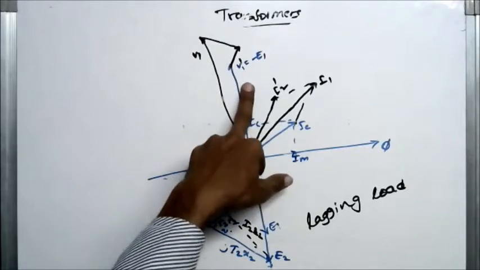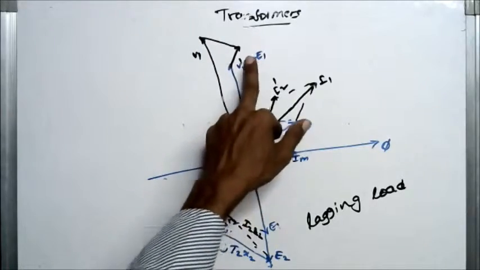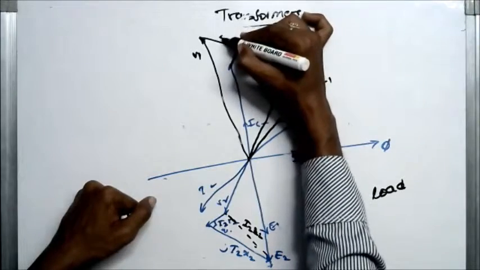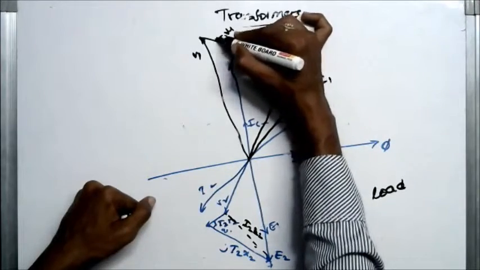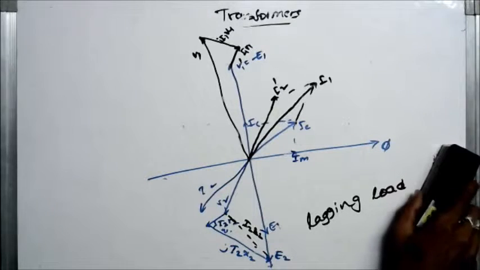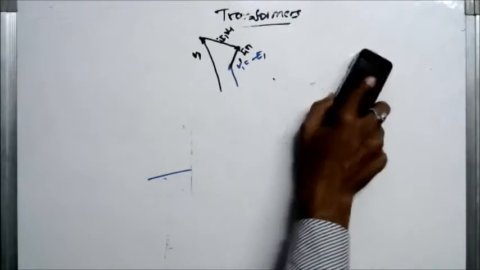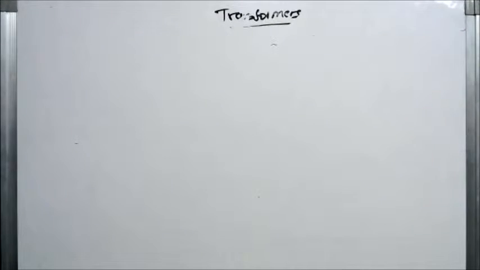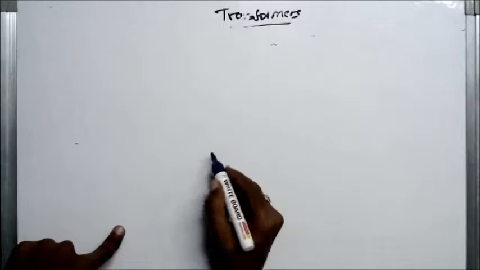So this V1 dash is equal to minus E1. So this is I1 R1. This is I1 X1 j. This is all about the phasor diagram of the lagging load transformer. If I write the leading load, then this phasor diagram will modify this way. I will take only the secondary circuit.